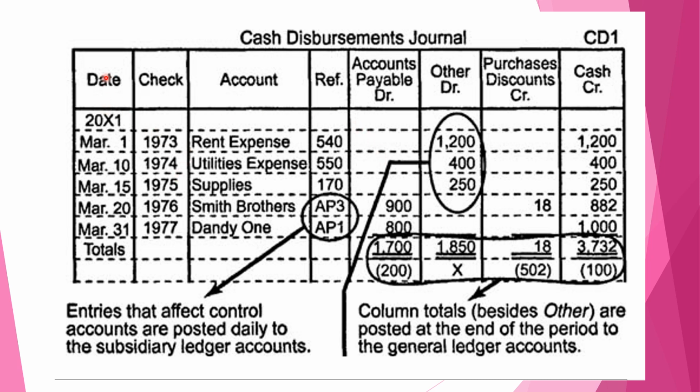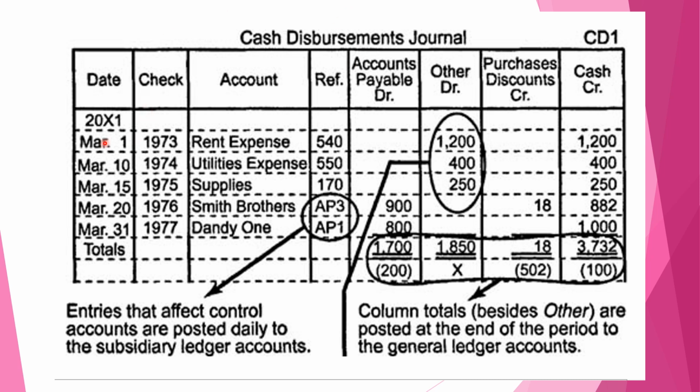There is a date column here for when the transaction happened. We have the check number for your tracking purposes. Then the account, and the reference. This one is left blank when the journal entry is made, right? This column is used later when the journal entries are transferred to the ledger accounts. Here you also have the accounts payable and purchases discount, if any.